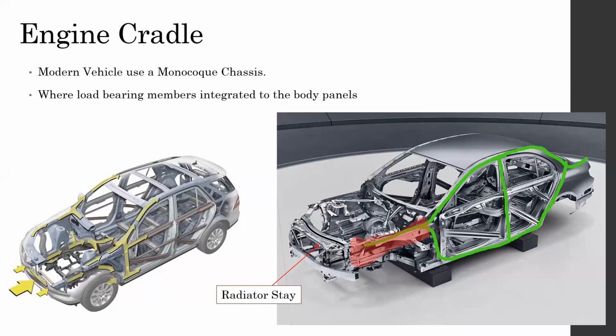So these sections are still load carrying members, but they actually act as a part of the safety cell. So as shown here. Since this does not have a separate beefy chassis to support the body weight and all the other forces acting on it, the load is transferred from one member to another using something called triangulation.